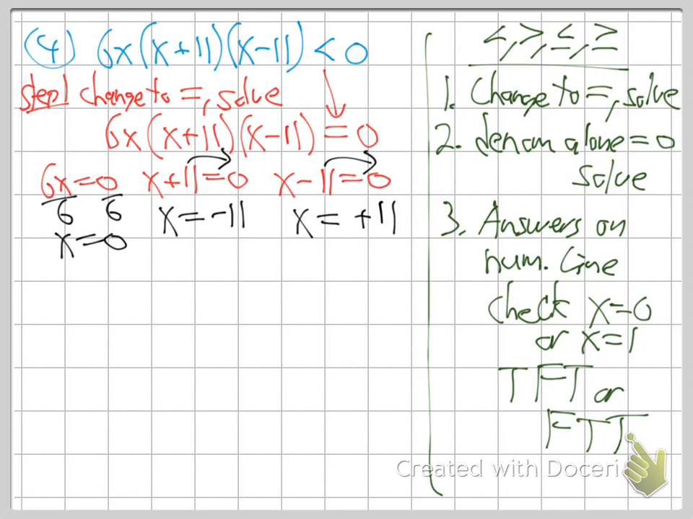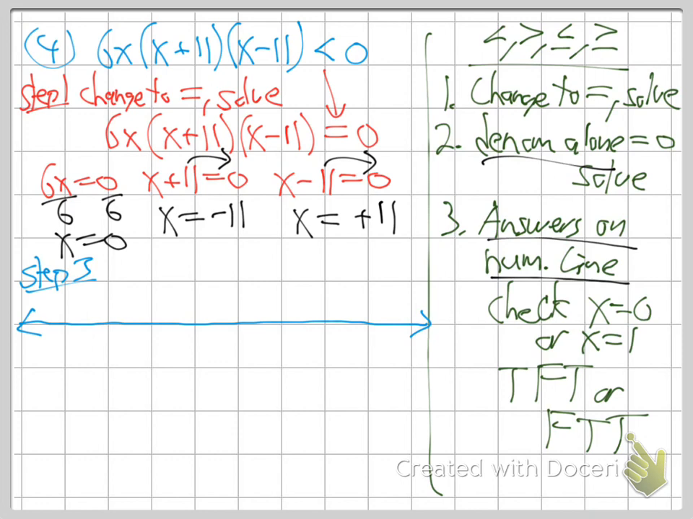Now step 2 talks about a denominator. We don't have a denominator. Skip it. Move right on to step 3. Put the answers on the number line. Remember that whole thing? We go to the number line now. So here's step 3. We go to a number line.